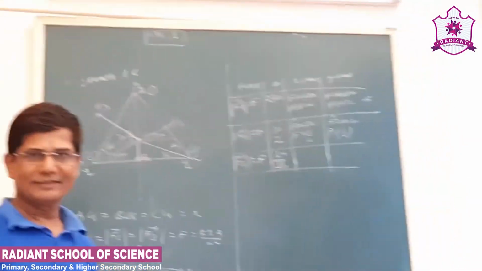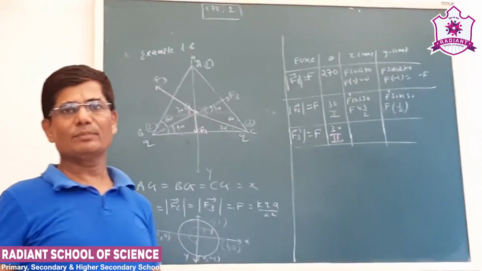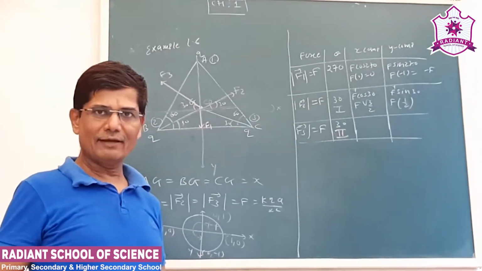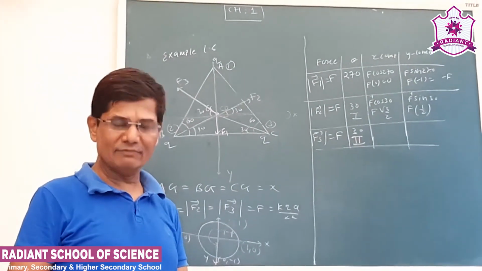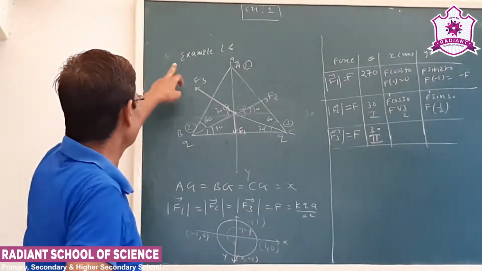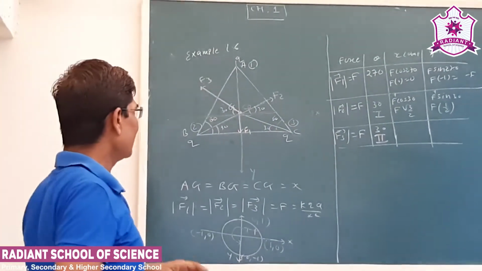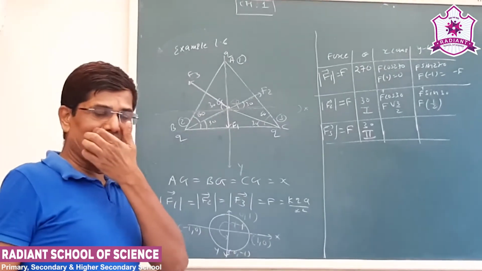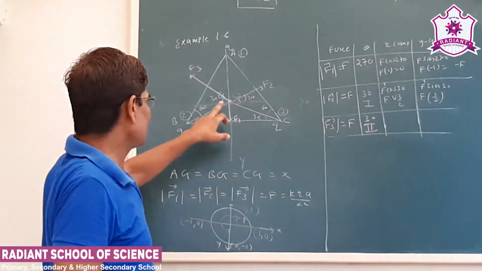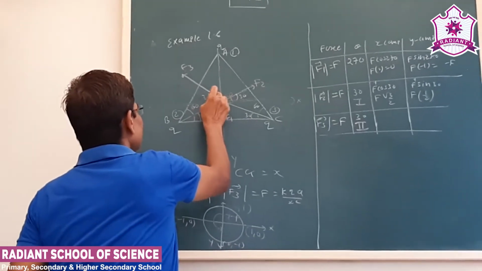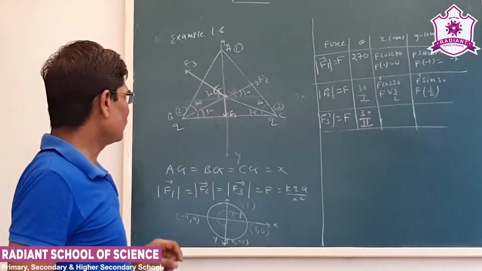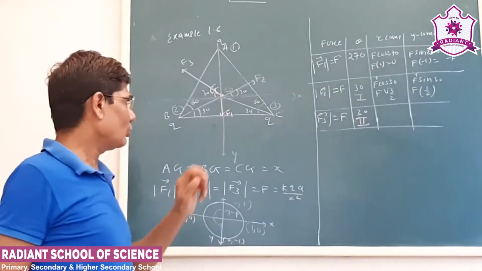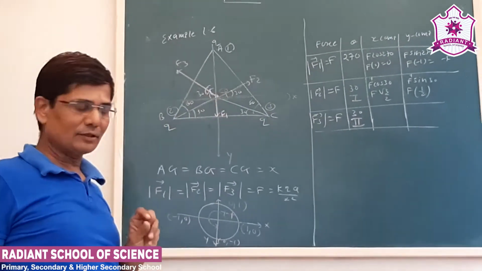Dear friends, last time we talked about the principle of superposition and took some examples based on that, some VSQ. Today we start with example number 1.6. The question says the charge Q is on each vertex of an equilateral triangle. The charge capital Q is on the centroid, that is G. We have to find the resultant force on charge capital Q.